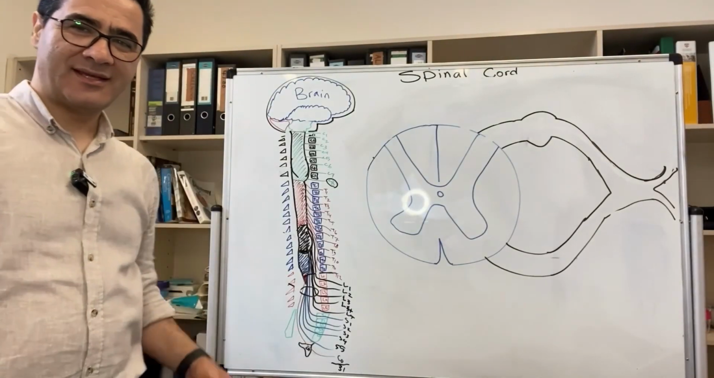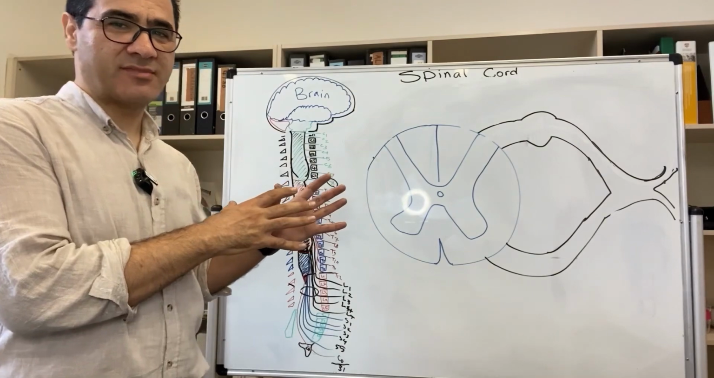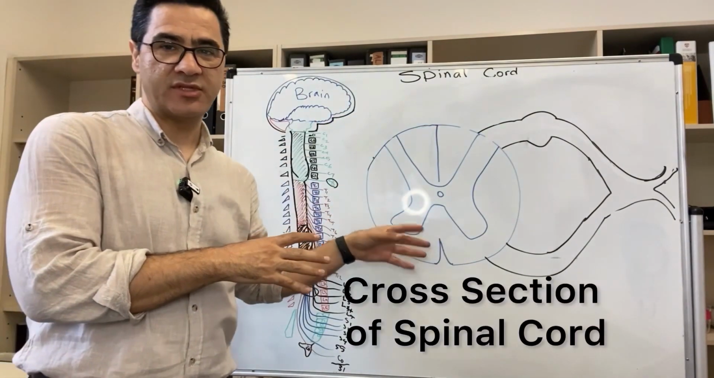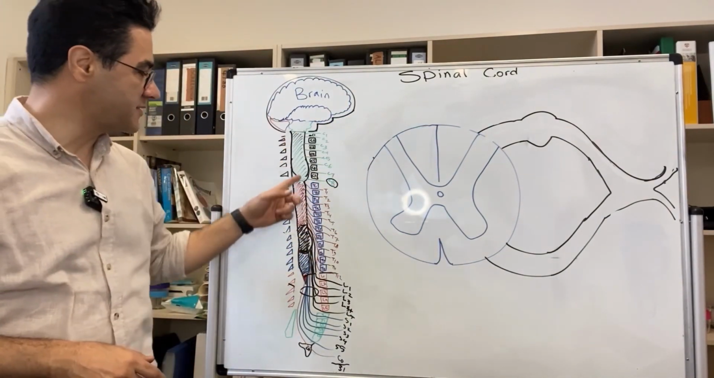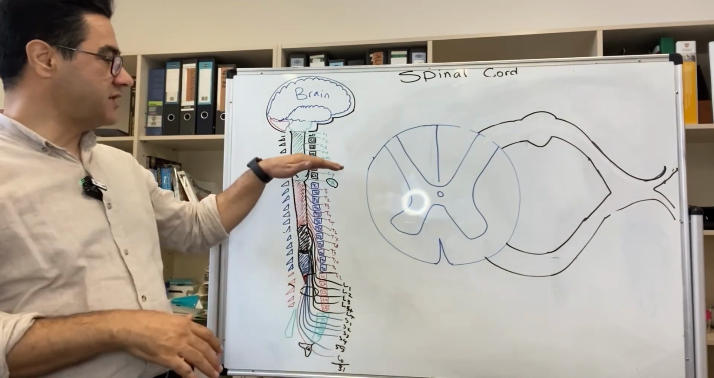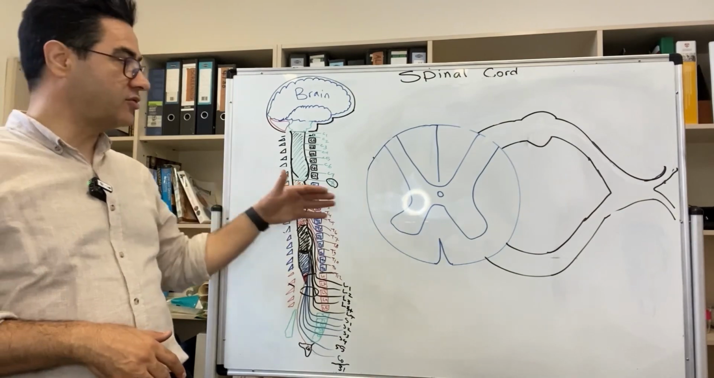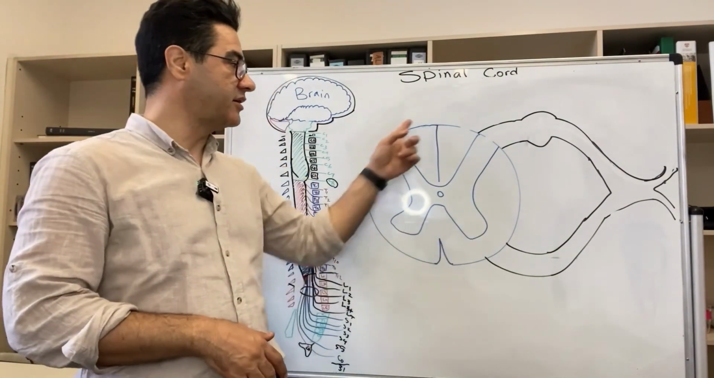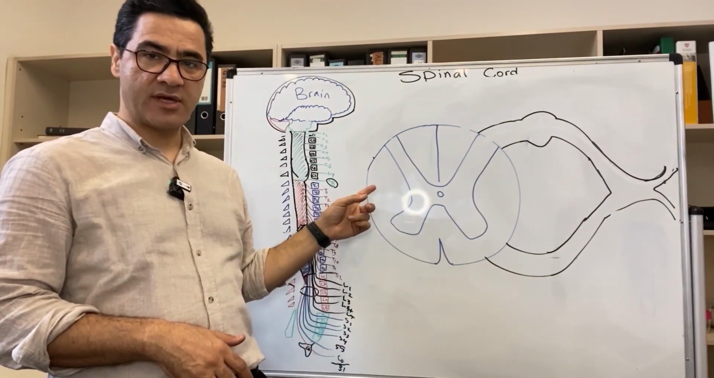Hi guys, as you see here, today I'm going to talk about the cross section of the spinal cord. In my previous video I showed you the spinal cord within the vertebral column. Now if you take a cross section through the spinal cord, you can see this structure here. This is the cross section of the spinal cord.